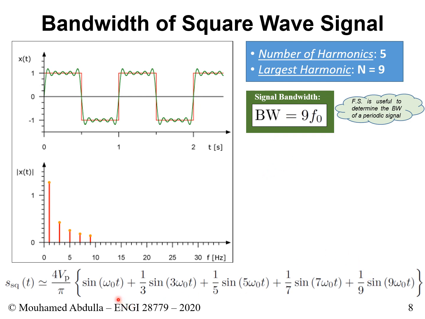Okay, so let's see here. How many do we have? We have 1, 2, 3, 4, 5. So we have 5 harmonics. We could also see it here. 1, 2, 3, 4, 5. We could also see it here. 1, 2, 3, 4, 5. Okay. What else do we have? What is the largest harmonic? Well, the largest harmonic is 9. And what is the bandwidth here? This point here is 9 f naught minus 0, and therefore the bandwidth is 9 f naught. Okay. So this is what we're able to see.